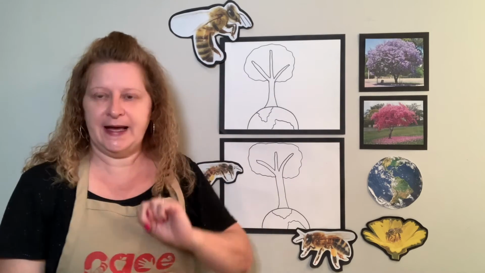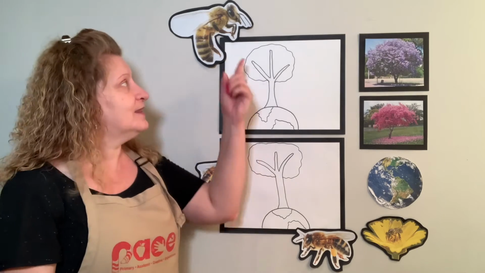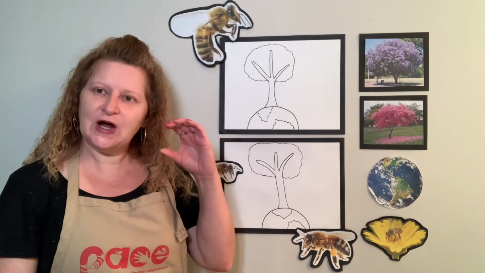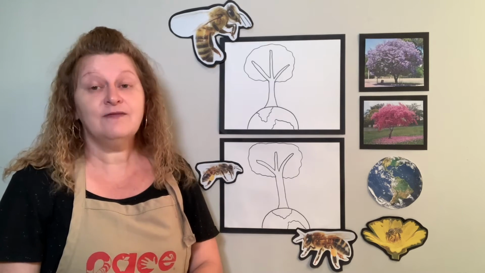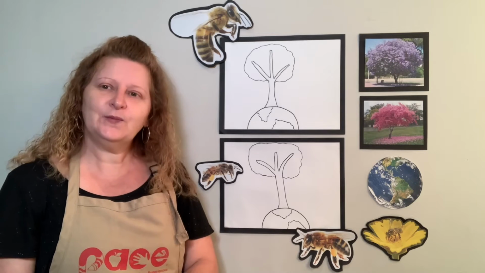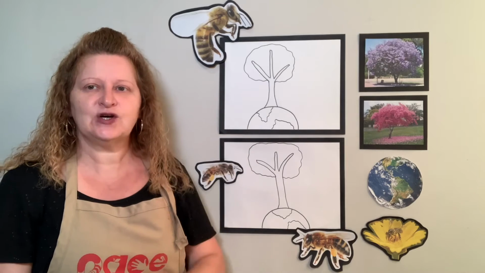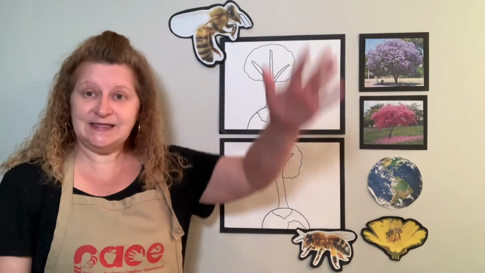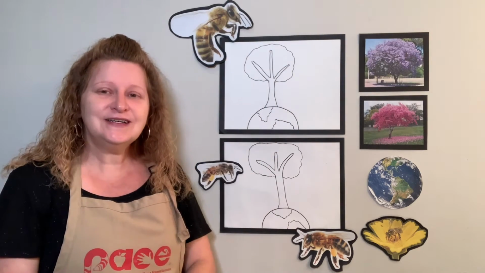Now, there are two kinds of bees that actually make honey, and those are honeybees, which are here, and bumblebees, which are a little bit bigger. Now, honeybees make lots of honey, but bumblebees don't make that much. And so we really depend on our honeybees for honey. Now, how many of you have tasted honey before? Raise your hand. Good job.